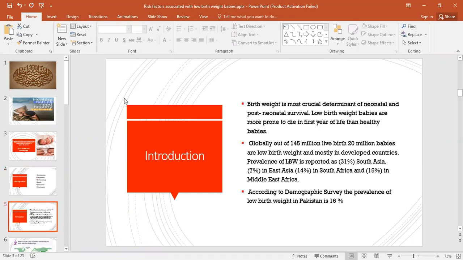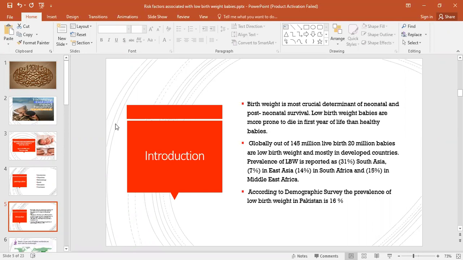Introduction. Birth weight is the most crucial determinant of neonatal and post-neonatal survival. Low birth weight babies are more prone to die in the first year of life than healthy babies. Globally, out of 145 million live births, 20 million babies are low birth weight, and mostly in developing countries.